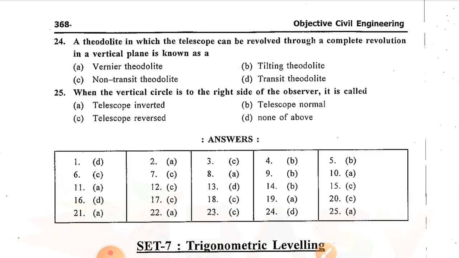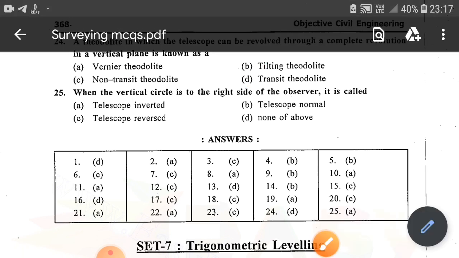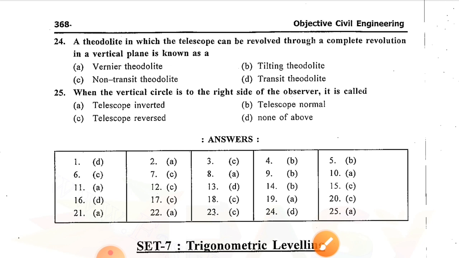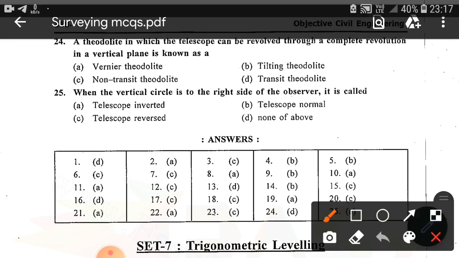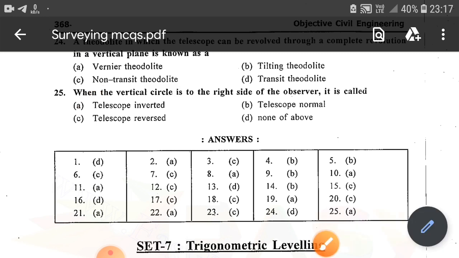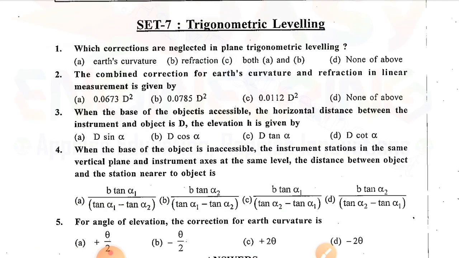Question number 24, a theodolite in which the telescope can be revolved through a complete revolution in a vertical plane is known as a. Option D is correct, transit theodolite. Question number 25, when the vertical circle is to the right side of the observer, it is called. Option A is correct, telescope inverted. Set number 7, trigonometric leveling.